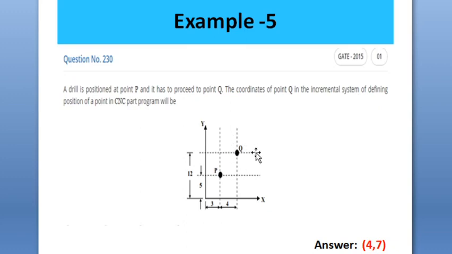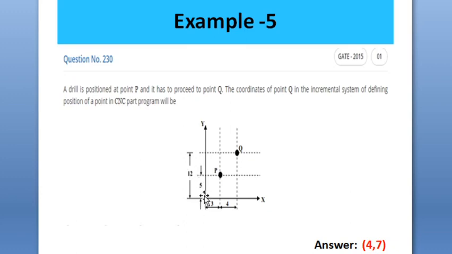Therefore, the coordinates of Q are taken from the previous point location, the previous pole location. It is incremental, with 4 units and incremental with 7 units. Therefore, the answer is 4, 7. The coordinates of Q are calculated with reference to the previous pole location in incremental or relative mode. Q is 4 units along the x direction and 7 units along the y direction.